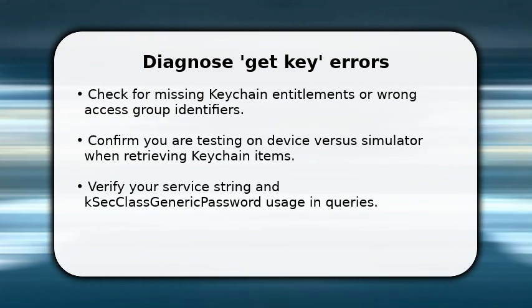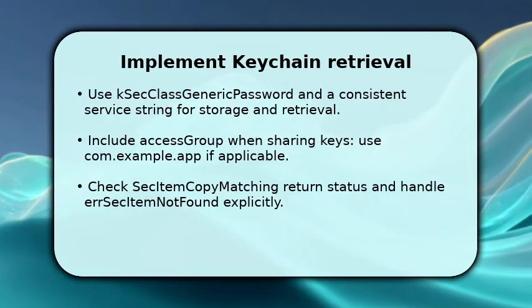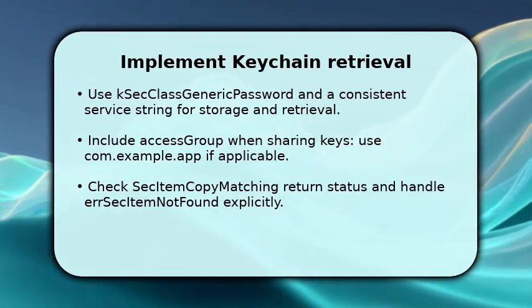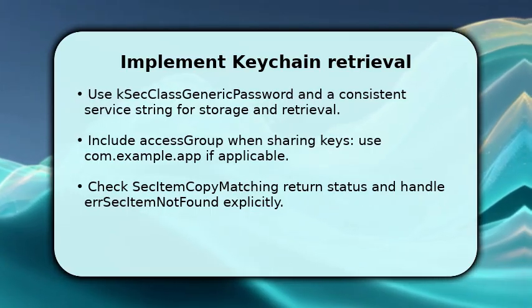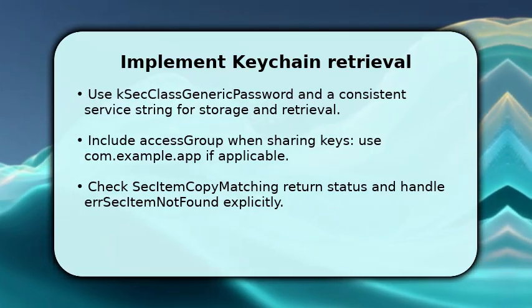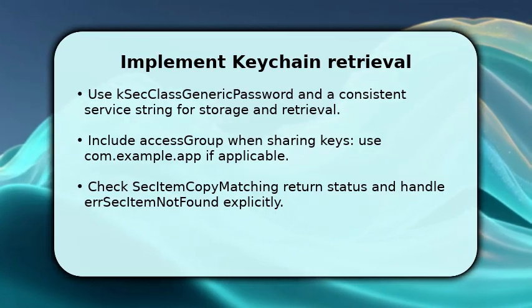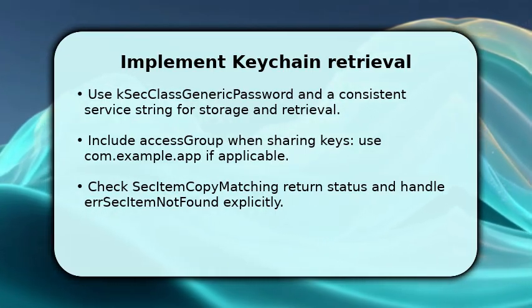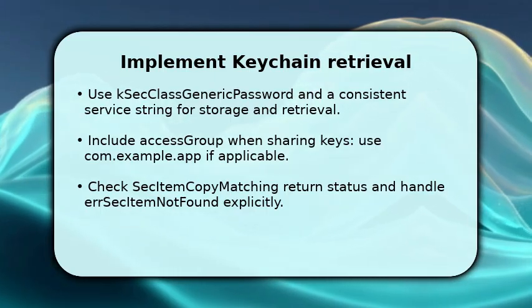Write a clear retrieval function that builds a query dictionary for keychain access. Include kSecClass generic password, kSecAttrService with your service string, and kSecReturnData as true. Add kSecAttrAccessGroup when you share data between apps, for example com.example.app. Call SecItemCopyMatching and check the OSStatus return value for errSecSuccess.